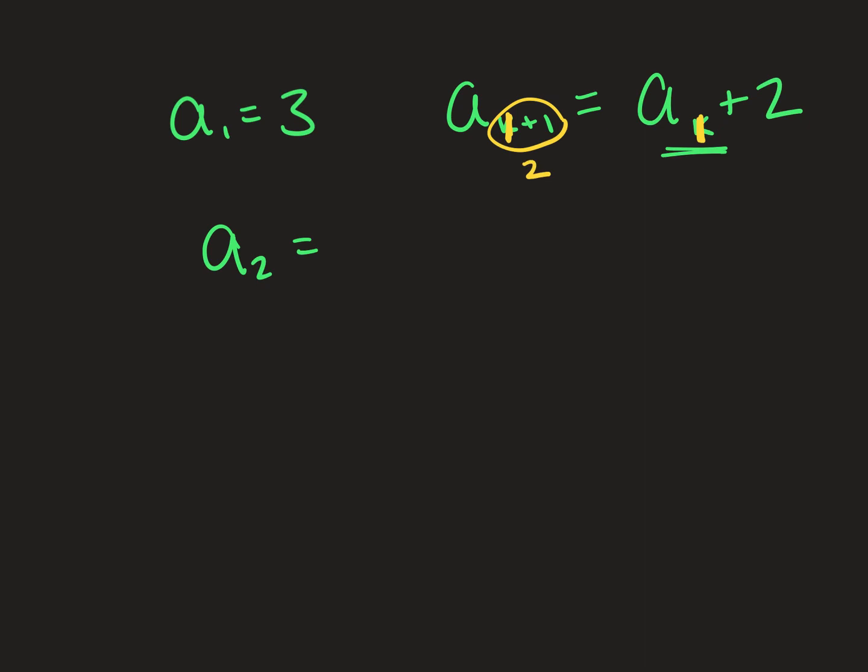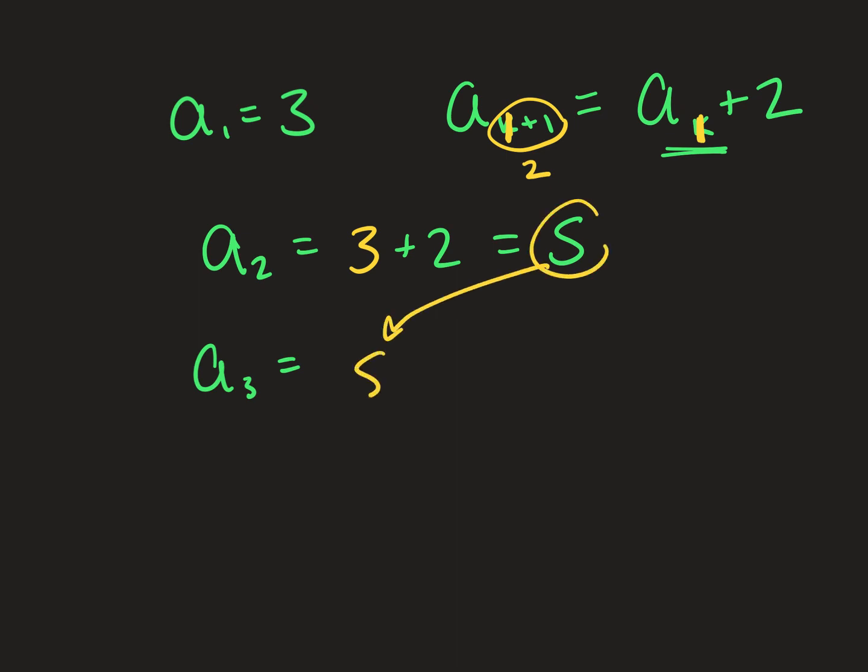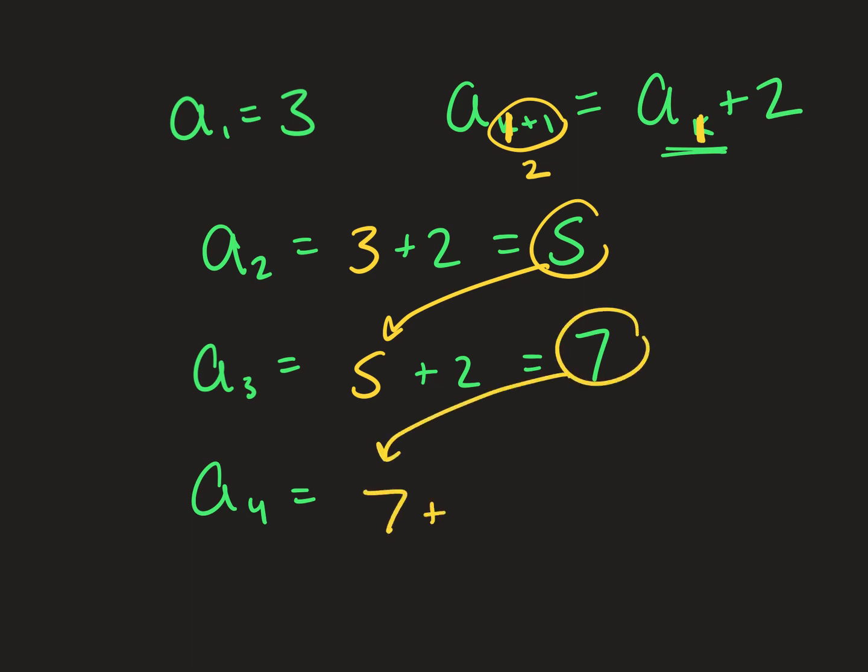So a sub 1 is 3, so I would do 3 plus 2, which is 5. To find a sub 3, I take 5 now and plug that in, so it would be 5 plus 2, which is 7. To find a sub 4, I use the one before, plug that in, so 7 plus 2, which is 9.